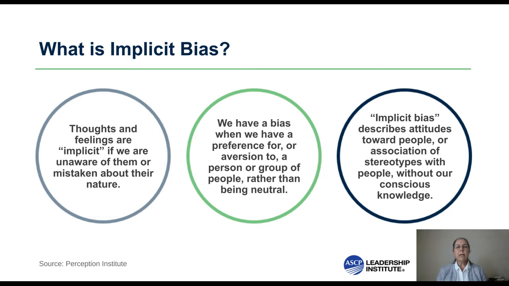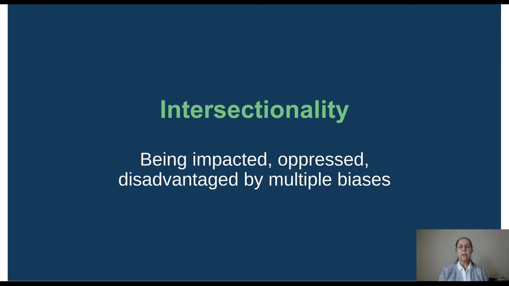What is implicit bias? Implicit biases are unconscious thoughts or feelings that we are not aware of. When we have implicit bias, we have a preference for or against a person, a group, or a behavior, rather than being neutral toward it. These describe attitudes toward people or association of stereotypes with people without our conscious knowledge.